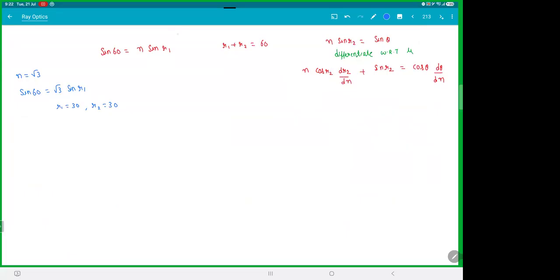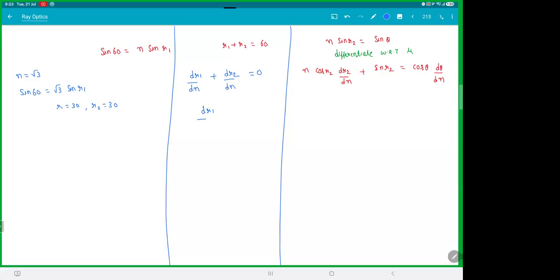Perfect. Differentiate this also. dr1 by dn plus dr2 by dn is equal to 0 degrees. Perfect. So that will be dr1 by dn is minus dr2 by dn. So this is where I'll get dr2 by dn from. Differentiate this guy also. Basically differentiate all the three equations.